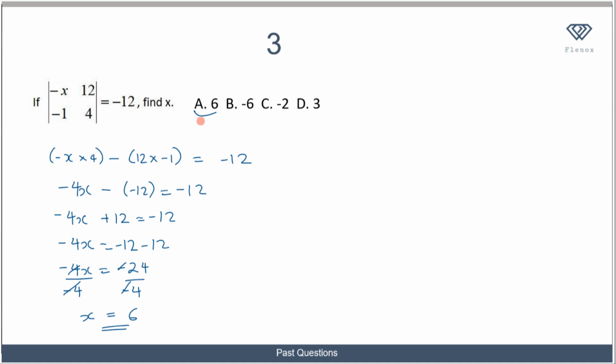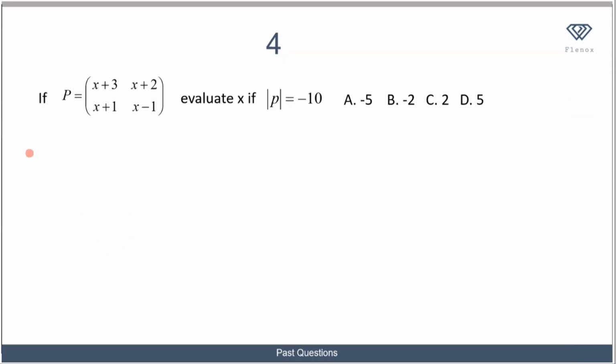So let's move on to the next question now. And here we are told that if p is equal to this, evaluate x if the determinant of p is minus 10. So this is similar to the previous example. So now to find the determinant, we multiply this diagonal and minus it for the multiplication of this diagonal. So that is going to be equal to this diagonal, x plus 3 times x minus 1. Then minus the other diagonal, which is x plus 2 times x plus 1.